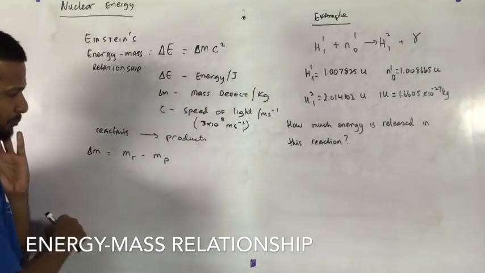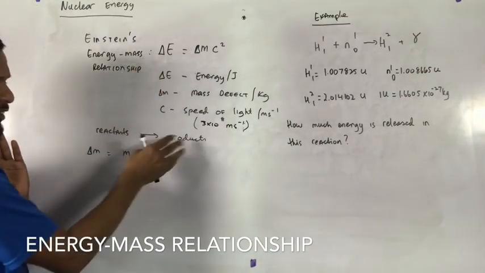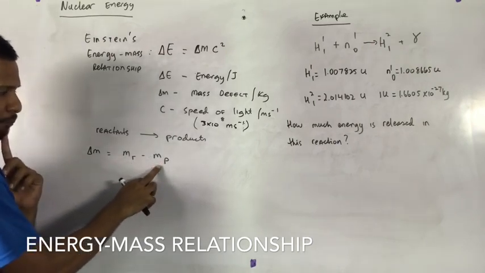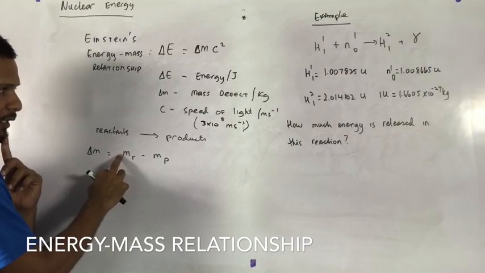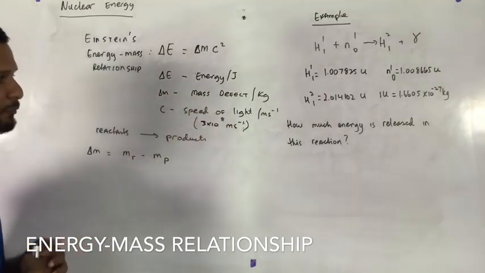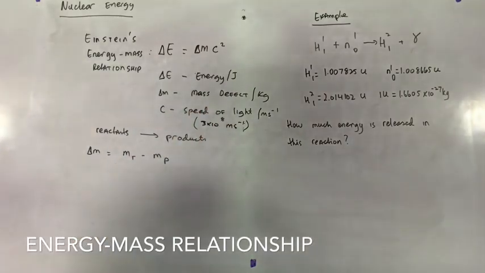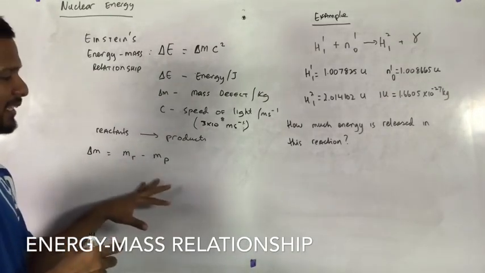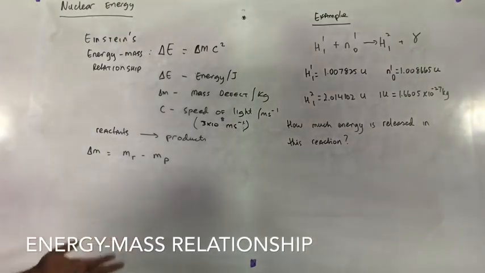So all we need to do to find the energy in any reaction is find the mass of the reactants, minus the mass of the products from it, and then multiply it by the speed of light squared. Very simple. But the problem with these calculations is that they have very, very small values. So the values of mass are like in the minus 27, minus 30s.